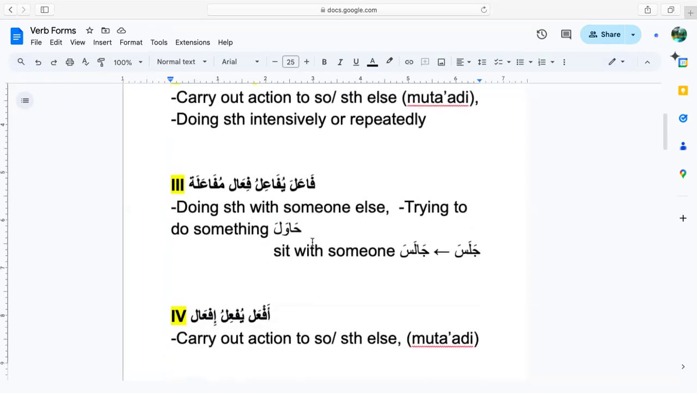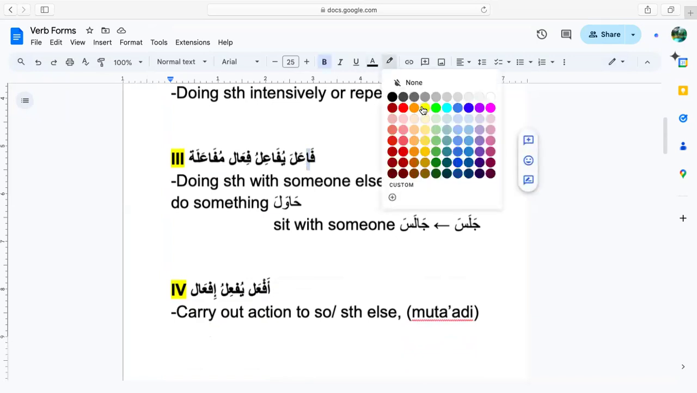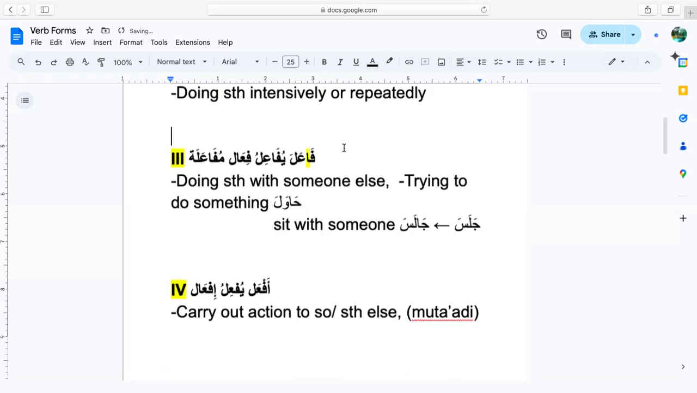So that's number two. What about the third group? Now the third group that we see, group three, is on the pattern of fa'ala. So here we've got the increase of the alif madd after the first letter. Present tense is yufa'ilu. And there are two masdars: fi'al and mufa'alatan. So there are two masdars that you can have. What is the meaning of this type of verb? Doing something with someone else.